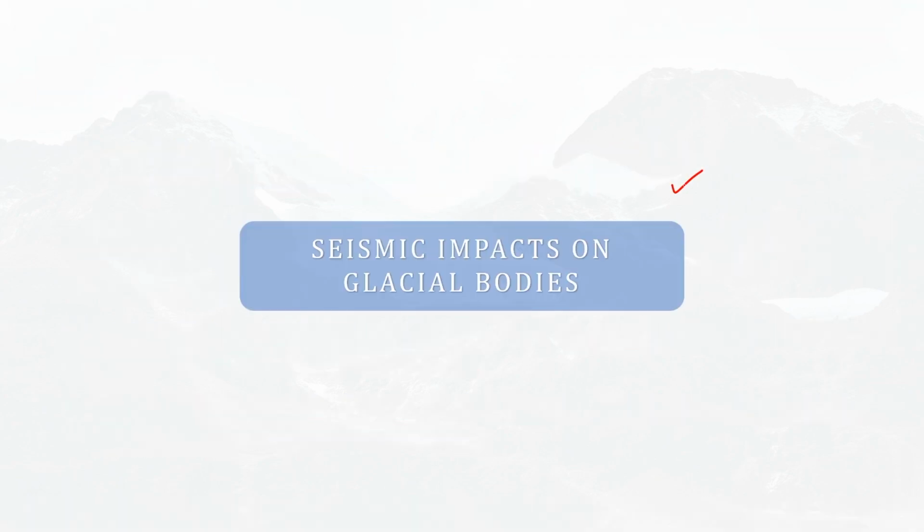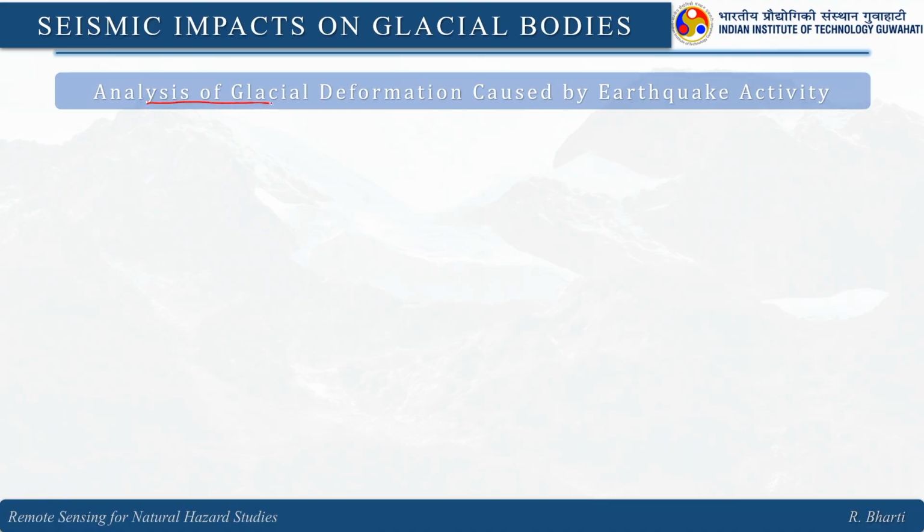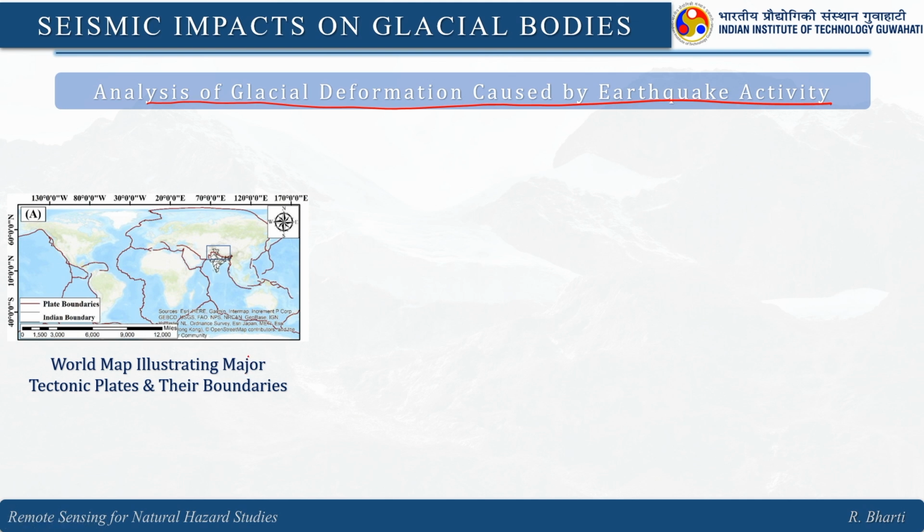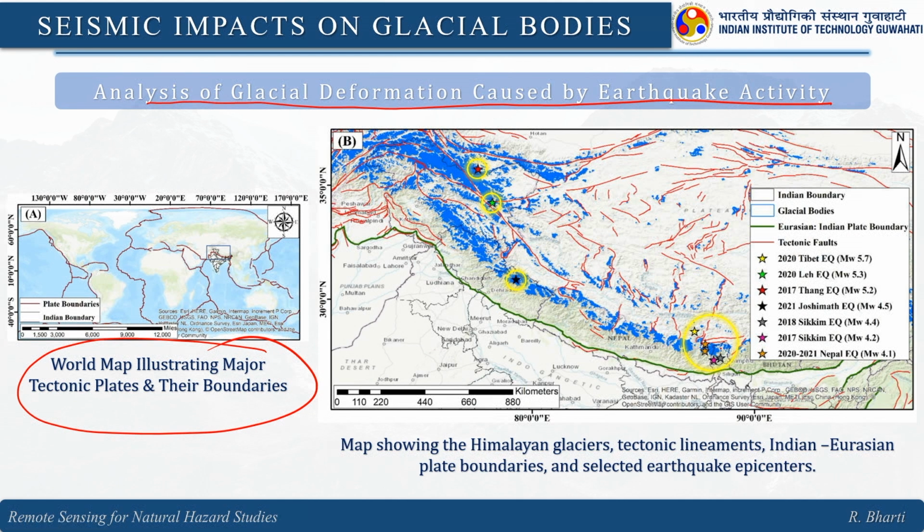Now, let us try to understand the seismic impacts on glacial bodies and how, using remote sensing, we can study them. So, analysis of glacial deformation caused by earthquake activities. Here you can see the world map illustrating major tectonic plates and their boundaries, and here you can see for this particular region what are the different earthquakes that have occurred, right. So, it has the history of earthquakes.